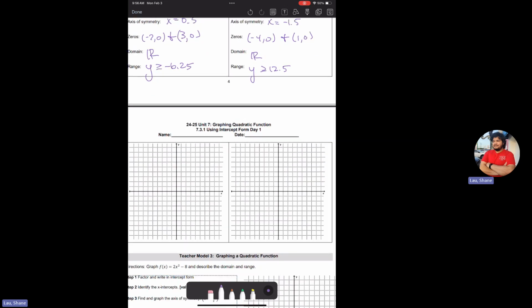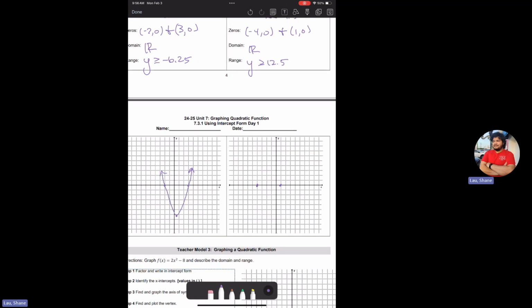So 1, 2, 3, 4, 5, 6, a little more than just 6. And then my intercepts here for that first one are 3, 0, and negative 2, 0. Graph should look something like that. My second graph does go off the edge here. I should have negative 4 and 1 for my zeros. And then I should have negative 1.5, negative 12.5, which we'll say is about there. And that is my problem. There you go.